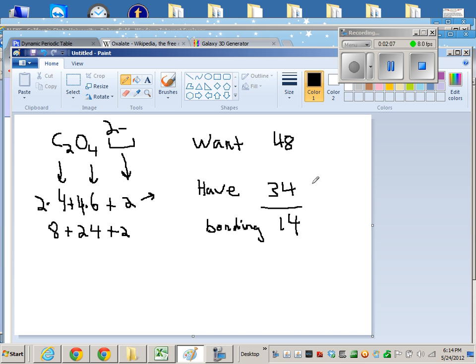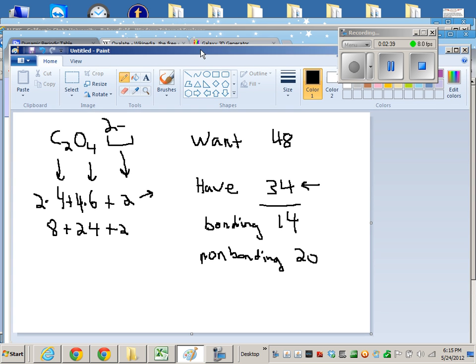Now, of the valence electrons, there are 34 of them. If 14 are involved in bonding, how many are not bonding? Well, this is how many there are, right? And this is how many are involved in bonding, so how many aren't in bonding? The ones that aren't involved in bonding are just the difference between the total and the bonding electrons.